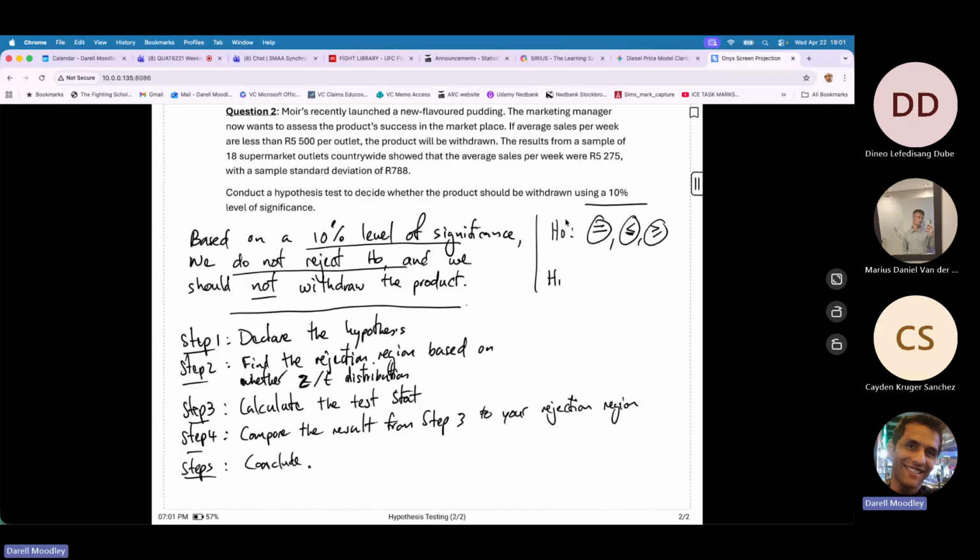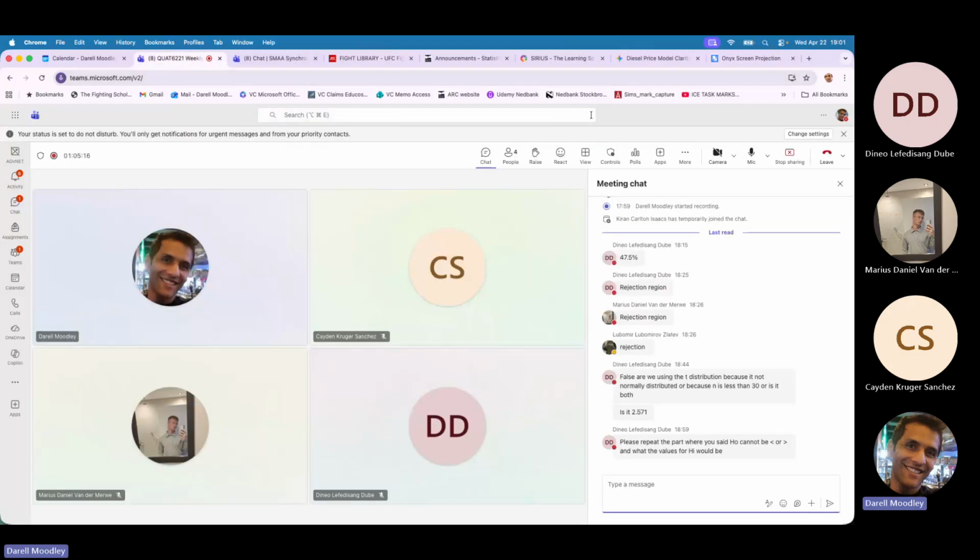H1 will always take the opposite of that. So whatever H0 is, H1 will be the opposite. The opposite of equals to is not equals to. The opposite of less than equals to is greater than. And lastly, the opposite of greater than equal to is less than. So those are the three values H1 takes. So first figure out what H0 is, then H1 will be the opposite. Does that make sense? Does that answer your question?